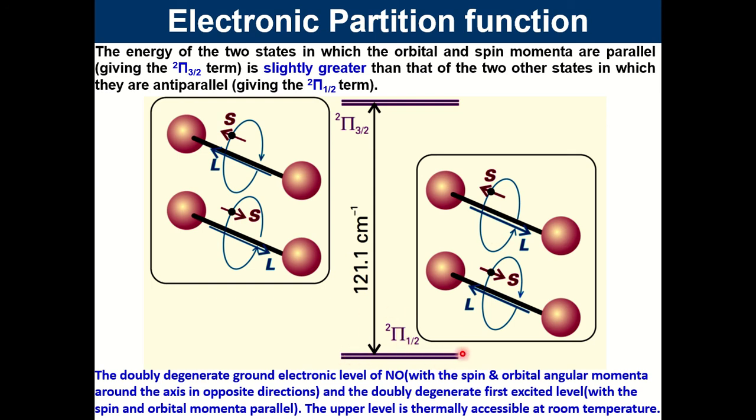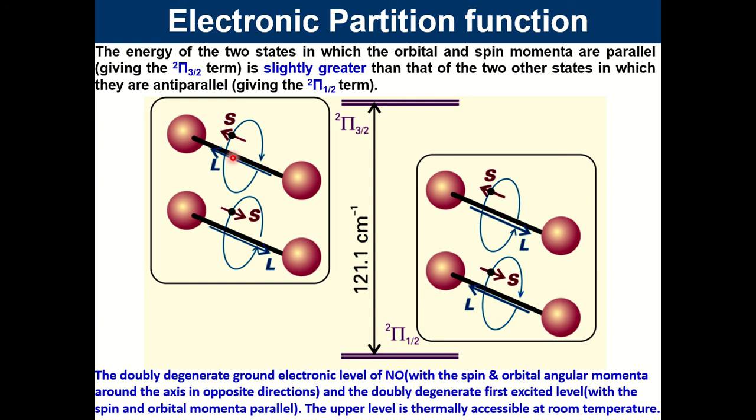So this is a doubly degenerate ground state, and this is a low-lying excited state, which is also degenerate, when the spin angular momentum and the orbital angular momentum are both parallel to each other. So there are two ways, up spin and down spin, and accordingly parallel angular momentum due to orbital motion.